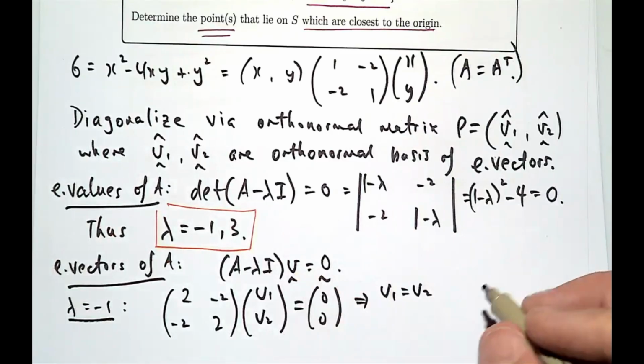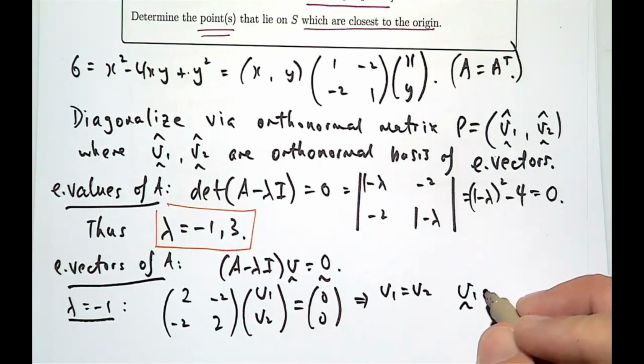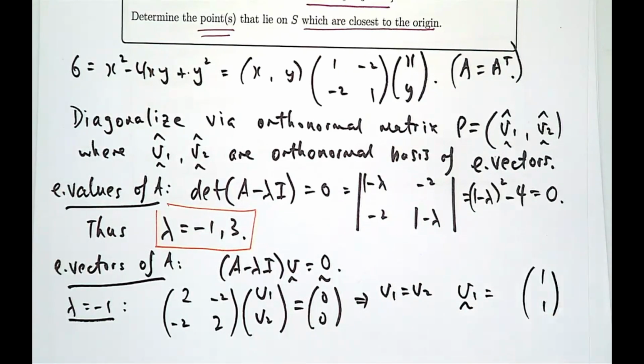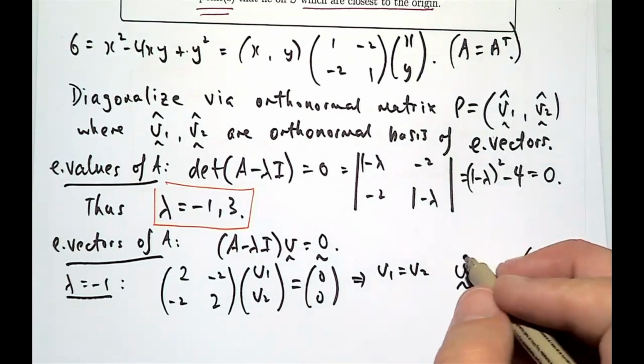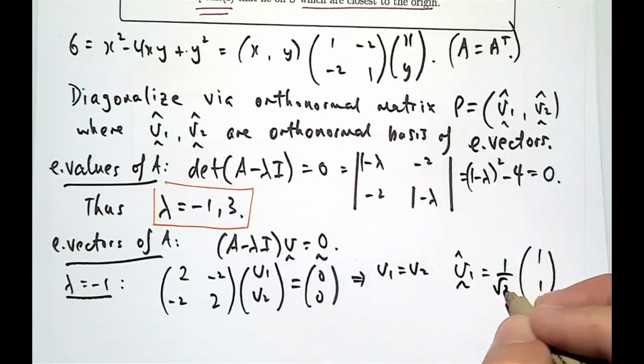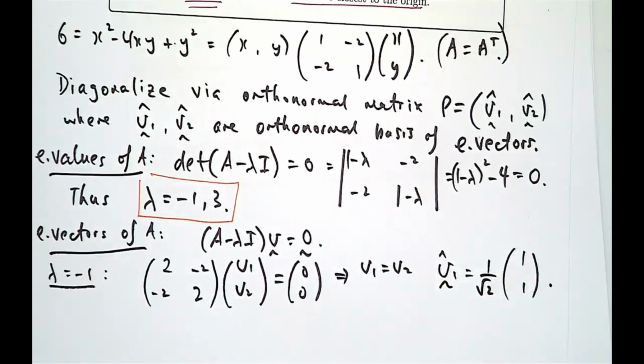So our first eigenvector, something like that. Let's normalize it. Divide by its length. Okay? Now for these problems with symmetric matrices and orthonormal P matrices, you want to normalize here, otherwise it's not going to work. Okay?